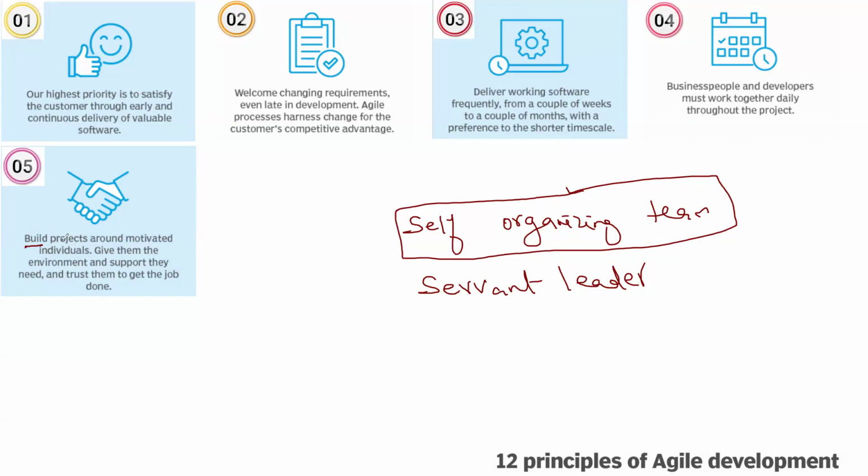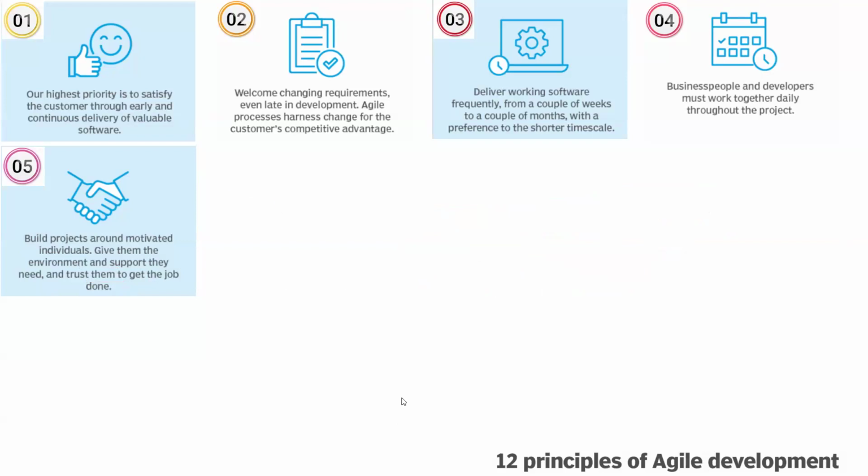And there is a problem. You have a self-organizing team, but if you give instructions, again, there is no benefit. So give them the environment and support they need. Trust them to get the job done. Don't get involved and make decisions for them. Let them collaborate, do the work, and provide that environment and support and trust them. They will be able to do the work. So software development is a knowledge-based work, right? A knowledge-based work can be done well if you have a self-organizing team and they are interacting between them and deciding how to do the work. Servant leader, we'll talk about that later.